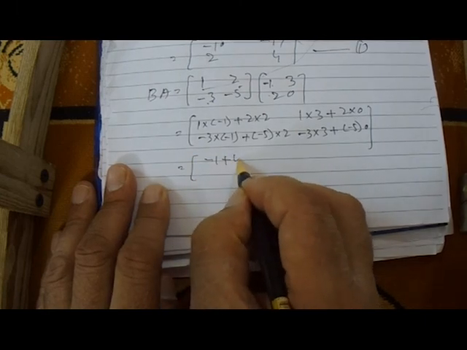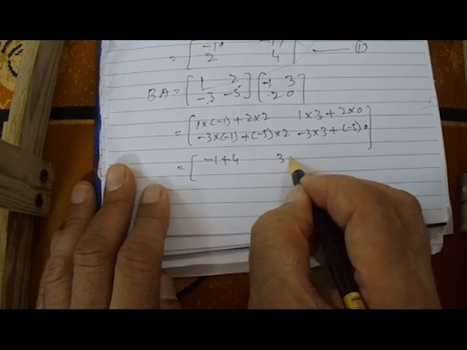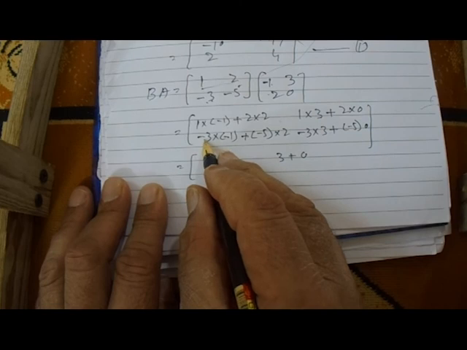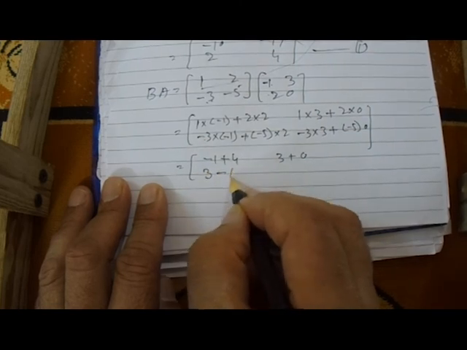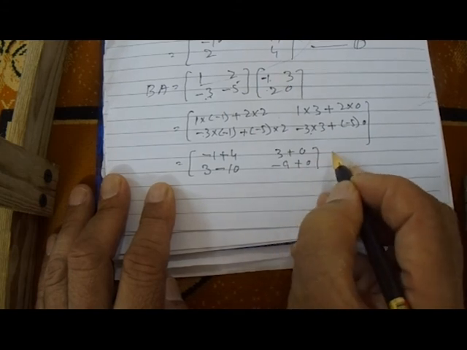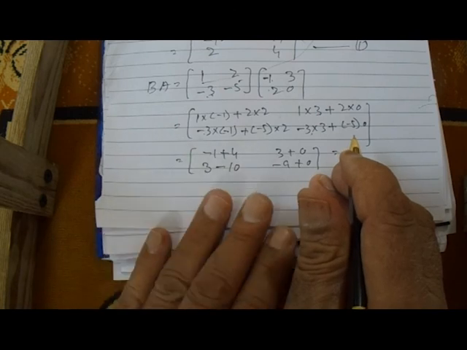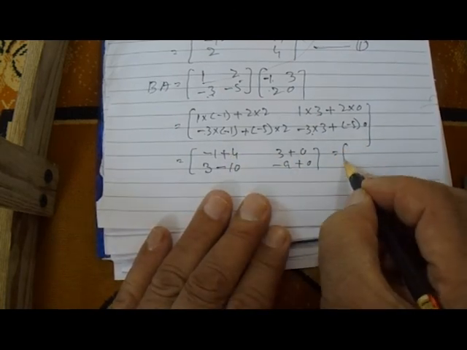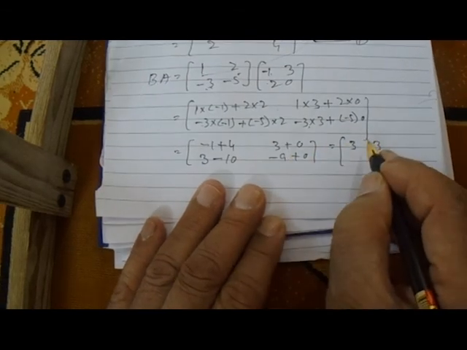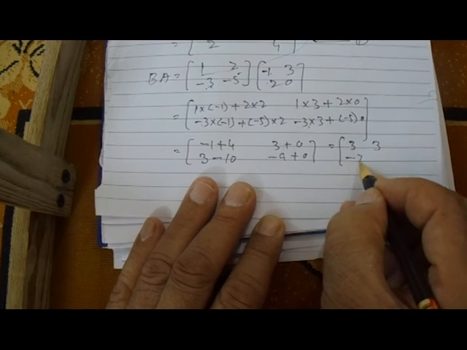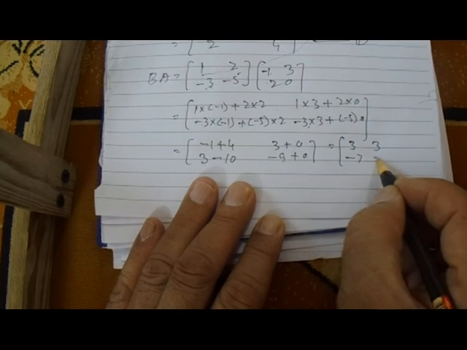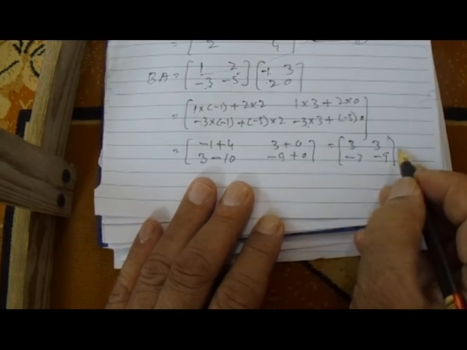-1 plus 4, and here 3 plus 0, and again -3 plus -10, and -9 plus 0. So -1 plus 4 is 3, and again 3, and here -7, and here -9 plus 0 is -9. Again this is our second result.